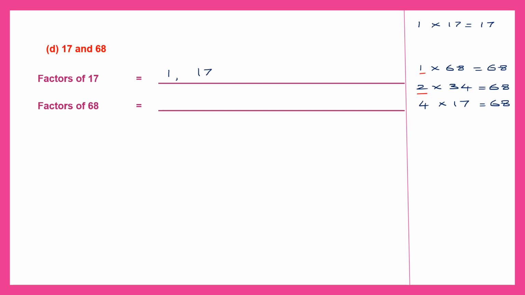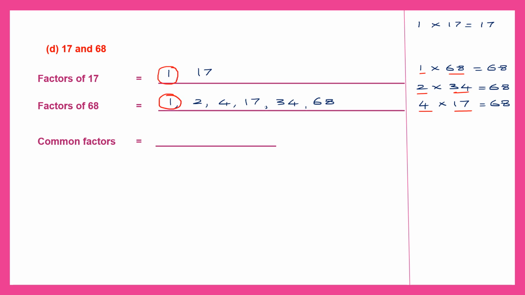So these are the factors: 1, 2, 4, 17, 34 and 68. So the factors of 68, let's write 1, 2, 4. Then we have 17, 34 and 68. Now we need to look for the common factors. So 1 is common to both. You can see 1 for 17 and 1 for 68. Now what about 17? 17 is also common to both.